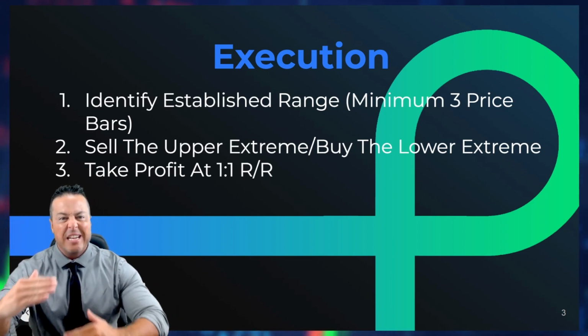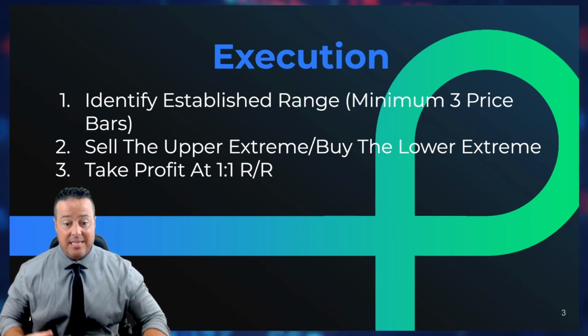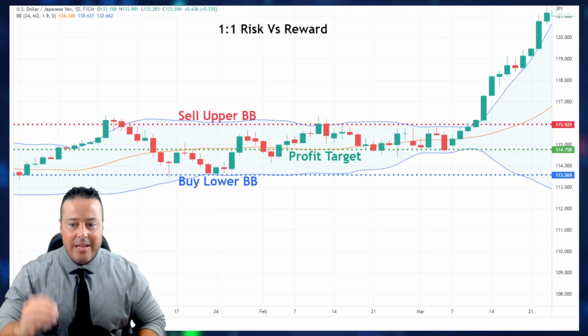What we're doing is we're identifying range-bound markets. We're selling the upper extreme. We're buying the lower extreme. It is that simple. Let's get into exactly how to do it.